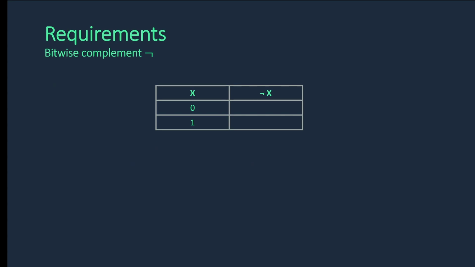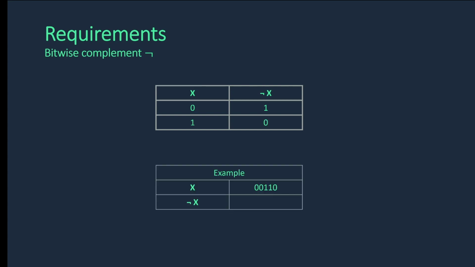And here we have the truth table. So if we see a 0, its bitwise complement is 1, and when we see a 1, its bitwise complement is actually 0. And again, we can see another example. Every time we see a 0, just flip it with a 1, and every time we see a 1, we will flip it with a 0, and that's the resulting string.